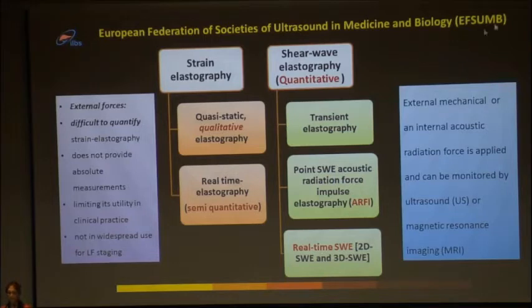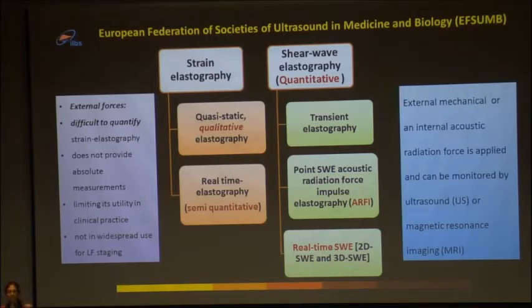So the EFSUMB, which is the European Federation, has mapped these into two main methods, the strain elastography or shear wave elastography. Strain elastography is quasi-static. That means the waves produced are not produced over a period of time. They're produced, then they stop, then again we send a burst in, and then they stop. So they're quasi-static. They're qualitative because what they do is when you press a structure, like those rubber balls which you ask the patient to press, you press the ball, the shape changes, and then when you remove the pressure, the shape comes back to the original structure.